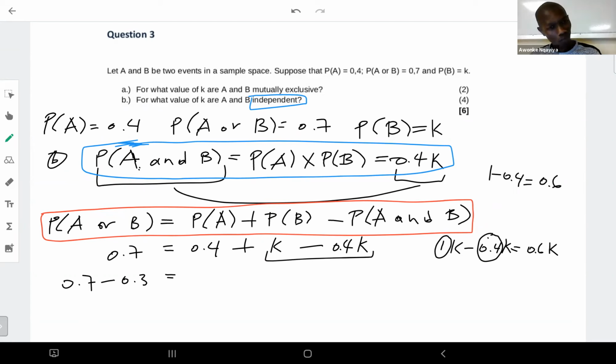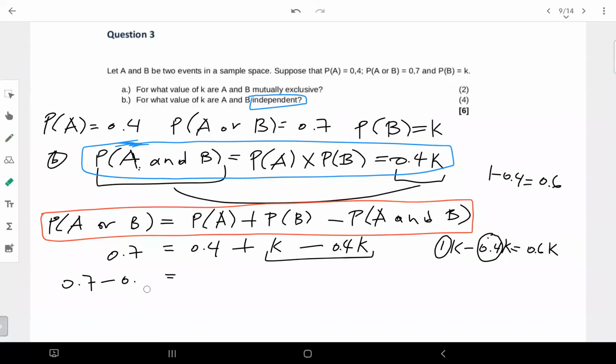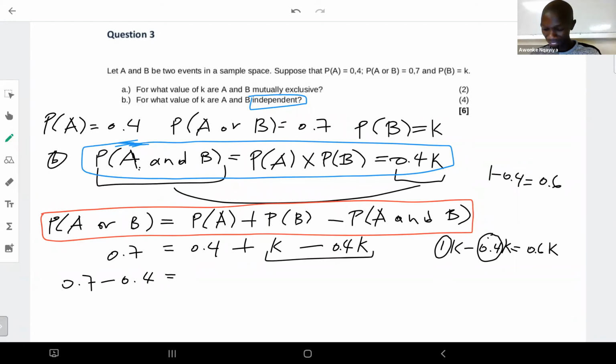Why are you minusing 0.3, not 0.4? Oh, isn't 0.3 the answer? I was just checking if you are awake. That's all. I was just checking if I have awake learners here. It turns out that, yeah, you are.